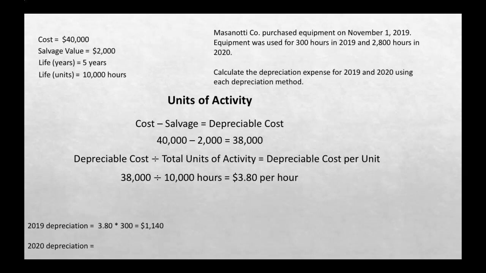In 2020, we used this equipment for 2,800 hours. So 3.80 times 2,800 equals 10,640. You'll notice we didn't have to take 2/12 of our 2019 depreciation amount. That's because under units of activity, it doesn't matter how long you've had this equipment for. What matters is how much you used this equipment during that time.